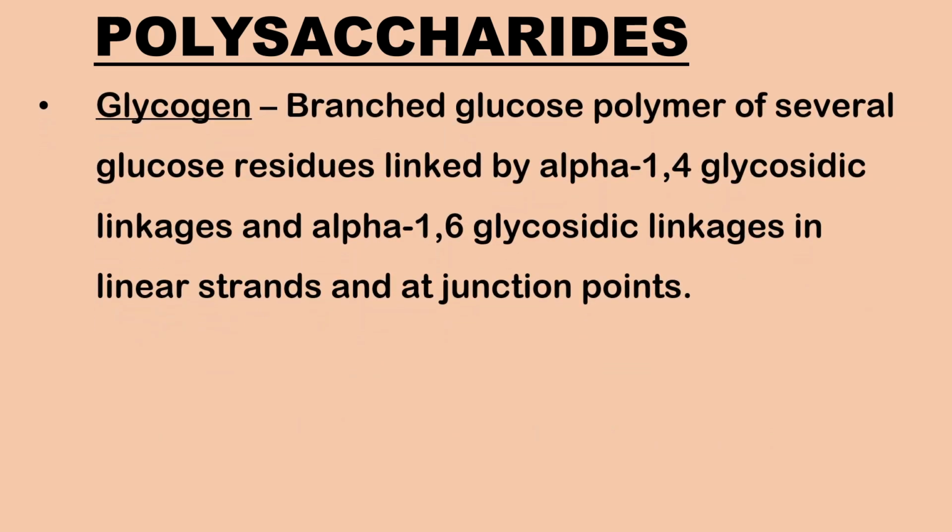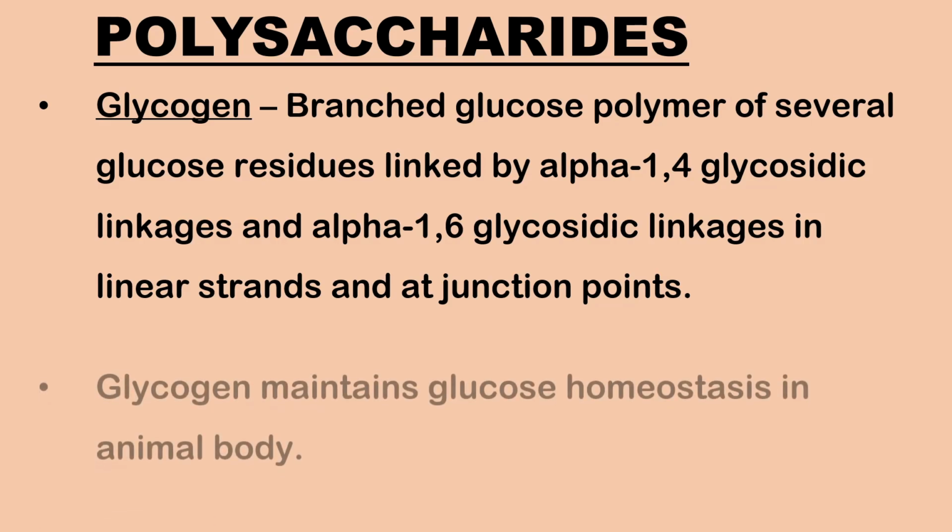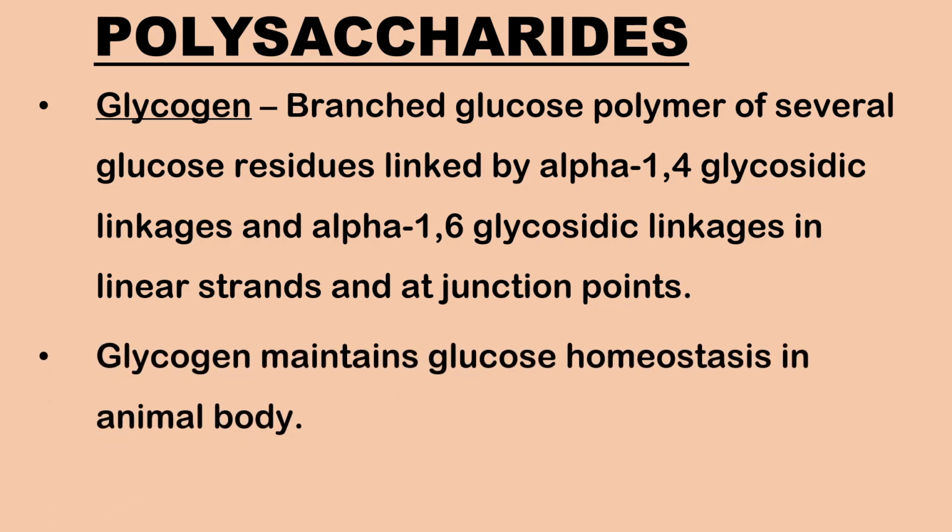Glycogen is an extensively branched glucose polymer consisting of 5,000 to 30,000 glucose residues linked by alpha-1,4 and alpha-1,6 glycosidic bonds in linear strands and at junction points. Glycogen maintains glucose homeostasis in the animal body.